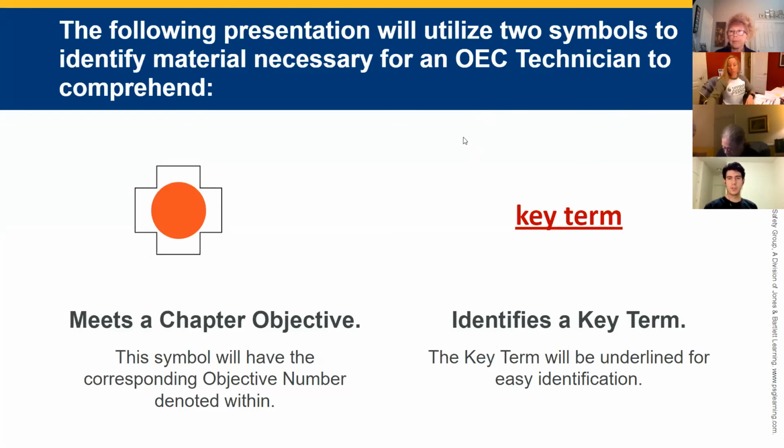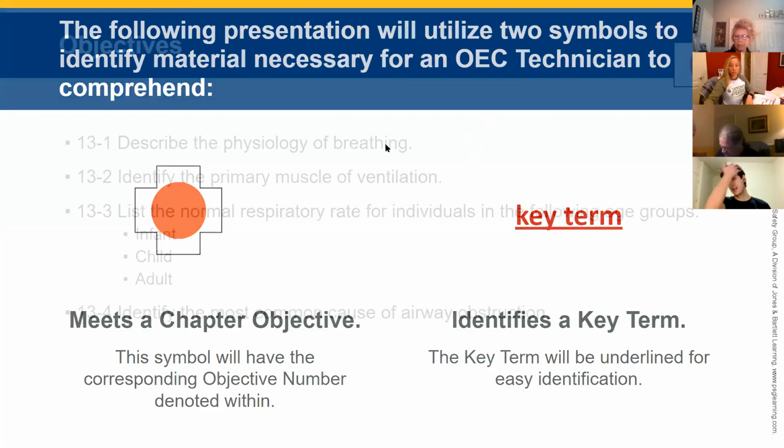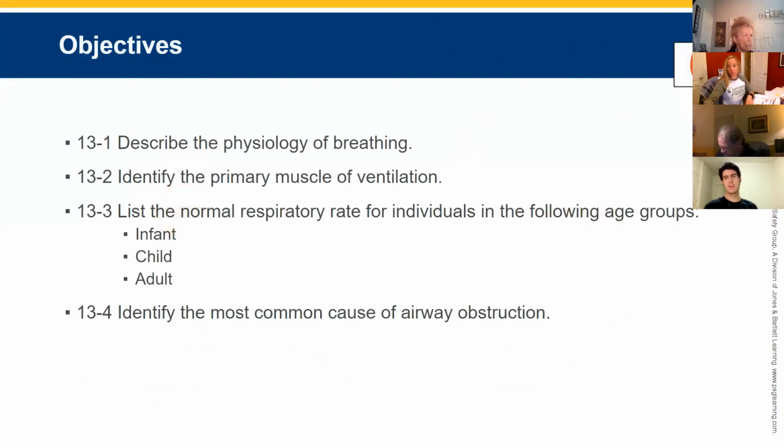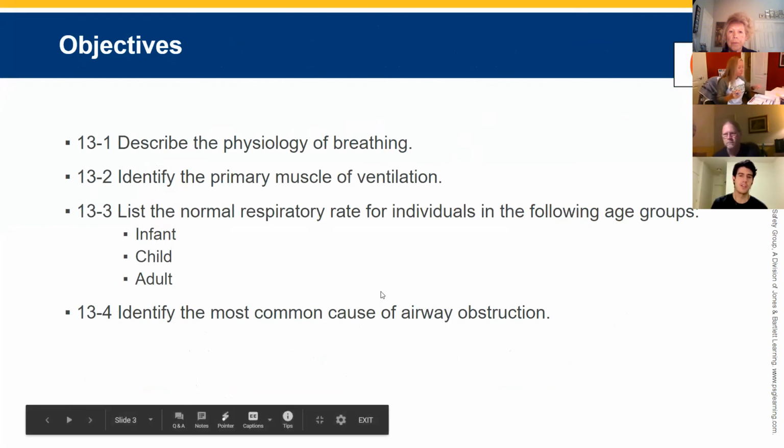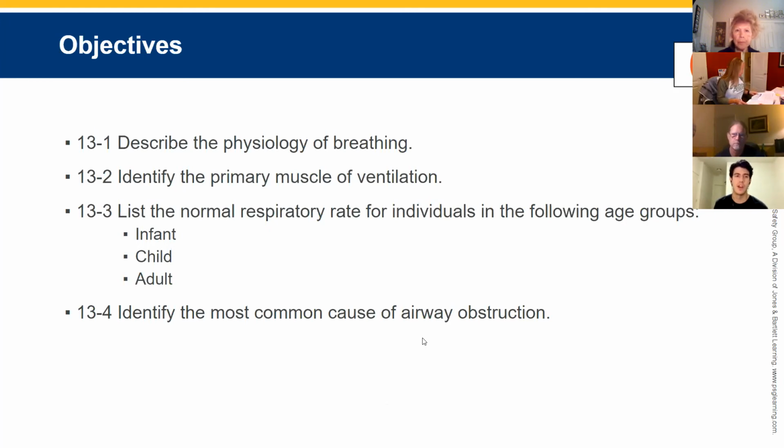All right, y'all. Respiratory emergencies. We talked about this a good deal last time with airway management, so it's going to be a lot of similar stuff, even some of the same stuff, so it'll be a good review. These are the objectives here. Again, we're going to go over the physiology of breathing. We've done that before. Identify the primary muscle of ventilation. We've covered that before. List some normal respiratory rates, like what to look for as normal and maybe what's abnormal in patients, and then identify some common causes of airway obstruction. Again, a lot of the stuff that we talked about in our airway management section, some of the scenarios and issues we were encountering during that section.